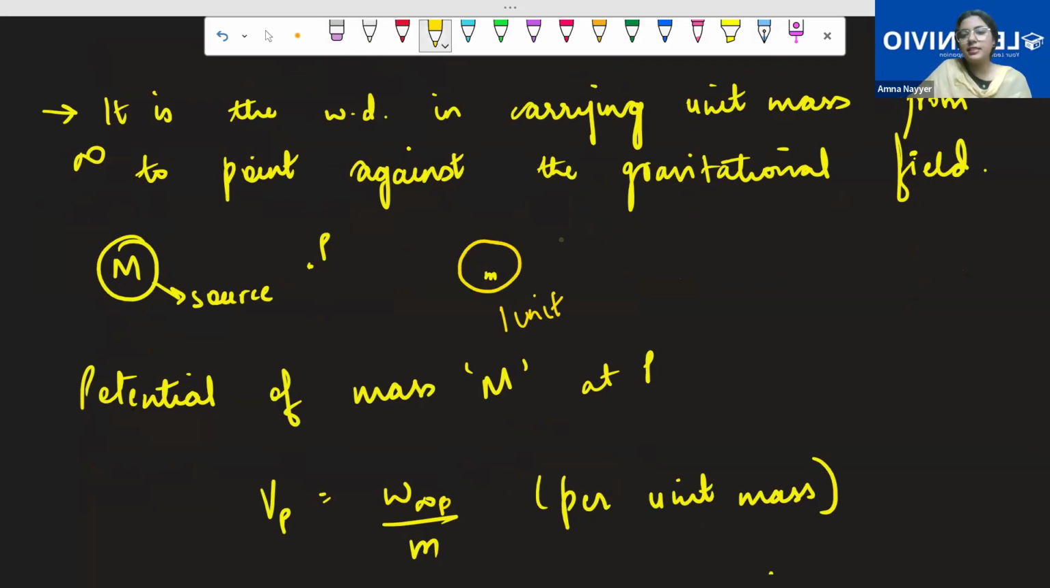This is the unit mass, being brought from infinity. 1 unit means 1 kg. It is brought from infinity to the point P, near the source. Now, we have to calculate the potential of the mass at the point P.